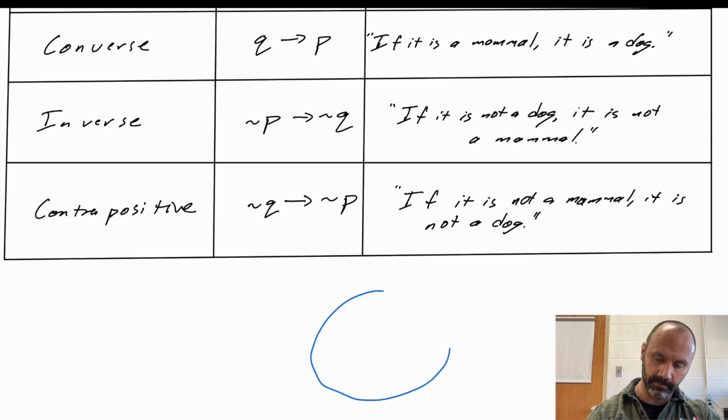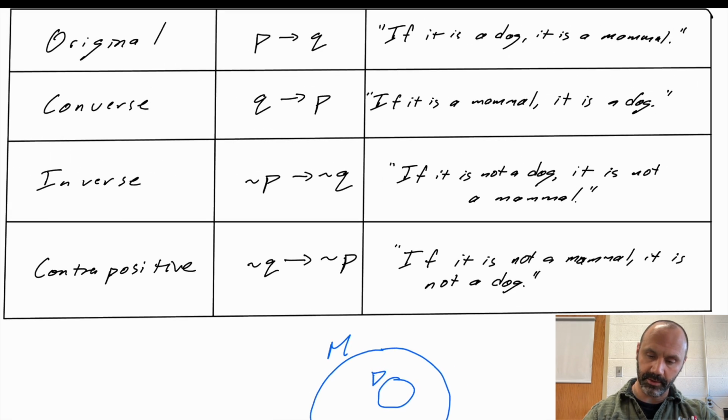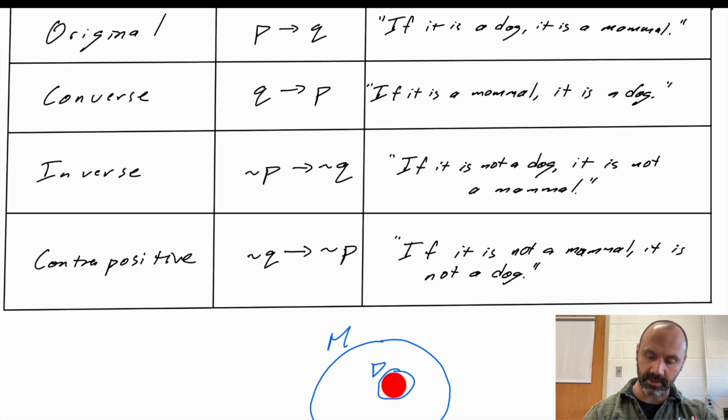If this circle represents all mammals and this circle here represents dogs, then the original conditional places this object in here, right? If it is a dog, then it is a mammal. That's true, right? If it's in this circle, it has to be within the bigger circle as well. The converse, however, is not true. Notice it says if it is a mammal, it is a dog. In that case, right? If it's a mammal, it is a dog. Well, not necessarily, because if it's a mammal, it could be here or it could be here. It could be in either place. So that statement is not necessarily true.